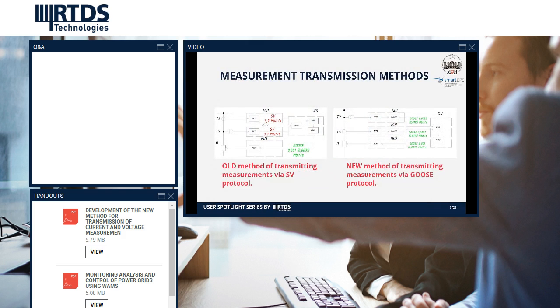Moving on to our next slide, transmission of measurements via SV protocol requires a high data transmission frequency, which leads to high traffic. The scientific novelty of the work is to change the principle of calculating phasor values. The RMSU node has been transferred to the metric unit, which has become more intelligent. We will talk about it a little bit later.